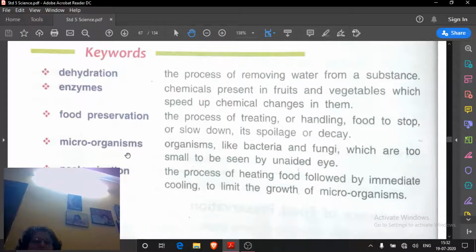Next is microorganisms. Organisms like bacteria and fungi, which are too small to be seen by the unaided eye, are known as microorganisms. Then pasteurization: the process of heating food followed by immediate cooling to limit the growth of microorganisms is known as pasteurization.